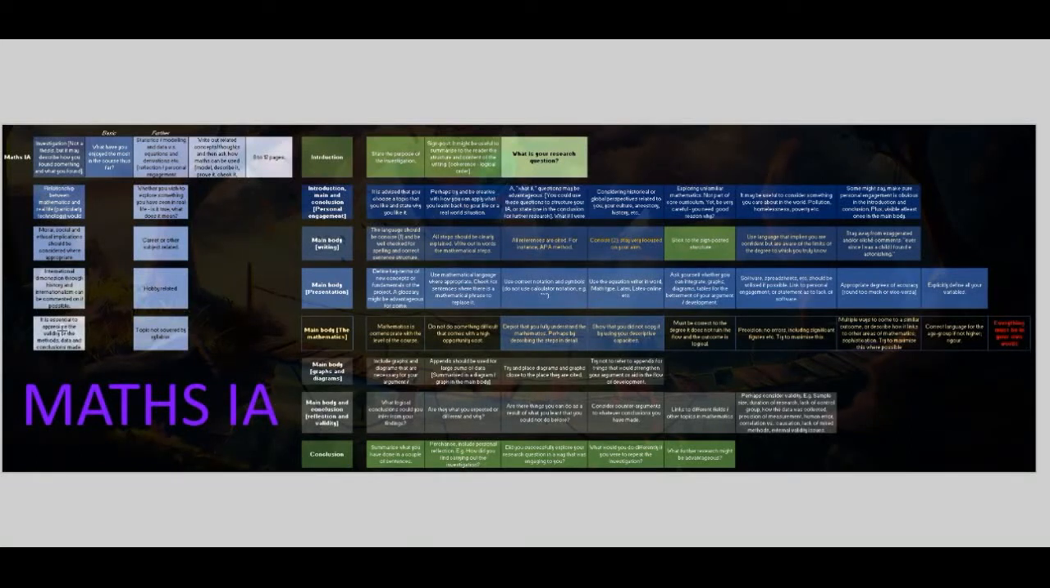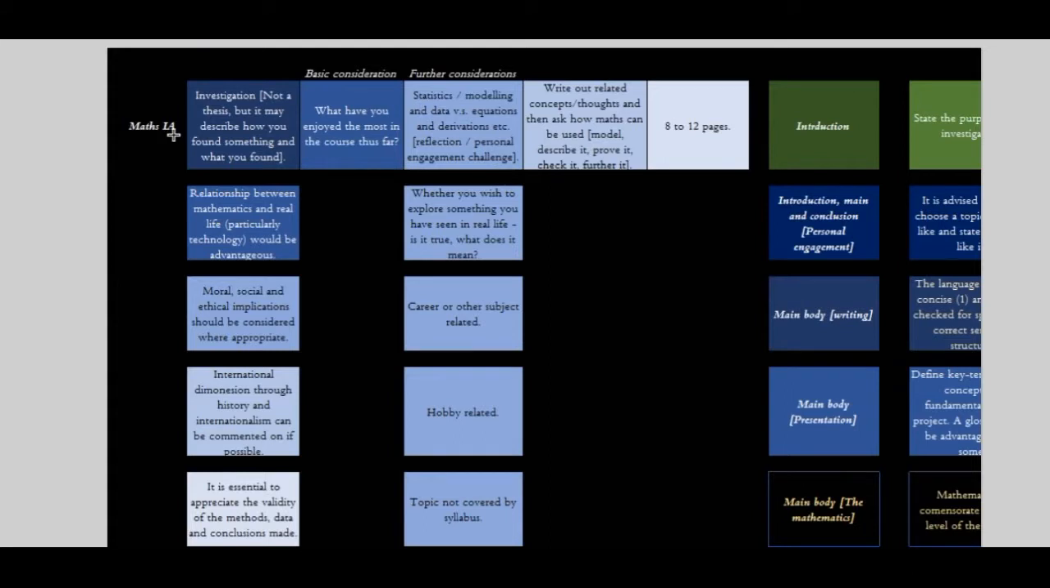Okay, so generally I'm going to go over the overview. Let's call it an overview of the Maths IA for 2020 and forward. Now, let's start off with the concept. The main thing is that you need to do an investigation. That is the thing that we need to do, an investigation.